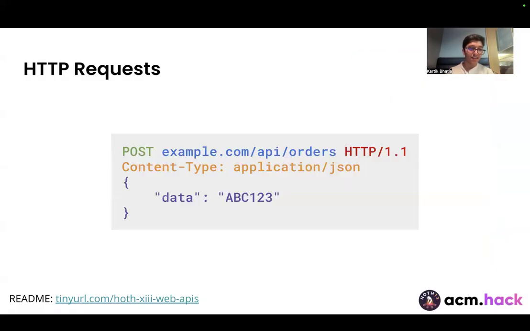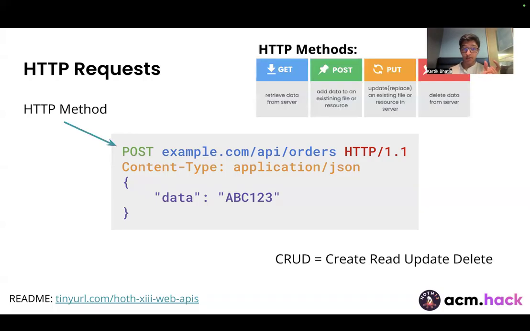But so we talked about requests and responses. Let's see how these work when you're doing it through the Hypertext Transfer Protocol. This is an example of a request that you might make. I know it looks a little confusing, but we'll break it down really nicely. The first word you might notice is POST. This is called an HTTP method.